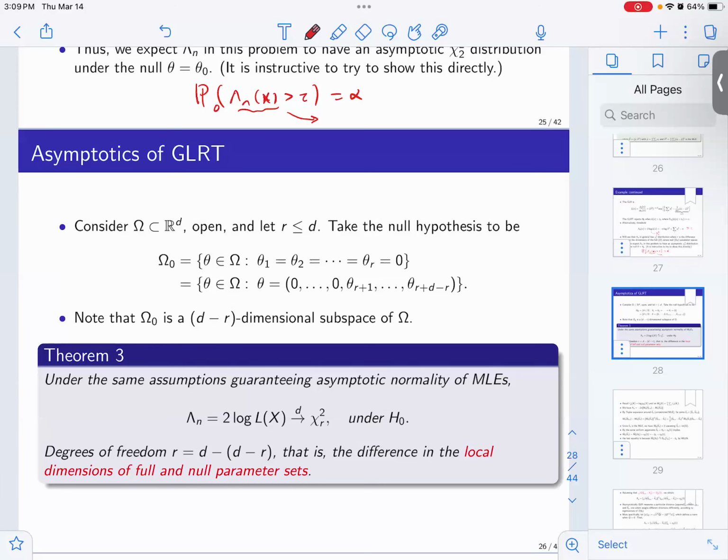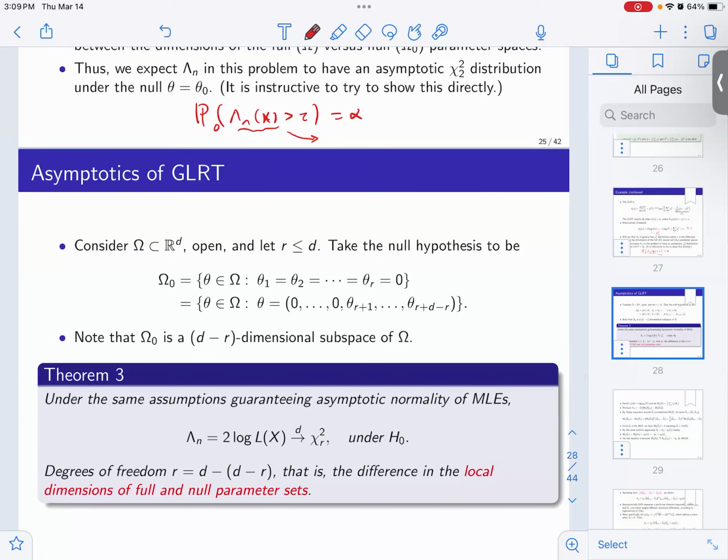So this is one example. Suppose that omega is a subset of R^v, and the null is something like that. Let's say I have a 3-dimensional space, for example, and r is equal to 2. This is saying theta 1 is equal to 0, theta 2 is equal to 0, and theta 3 is only allowed to vary. That would be my null, for example. The entire parameter space is 3-dimensional, the null is 1-dimensional, and so the difference would be 2.